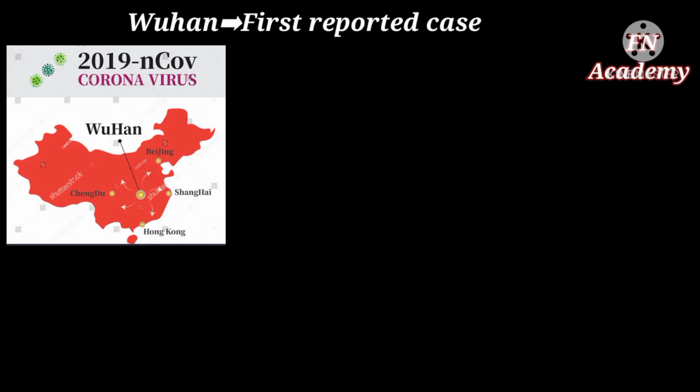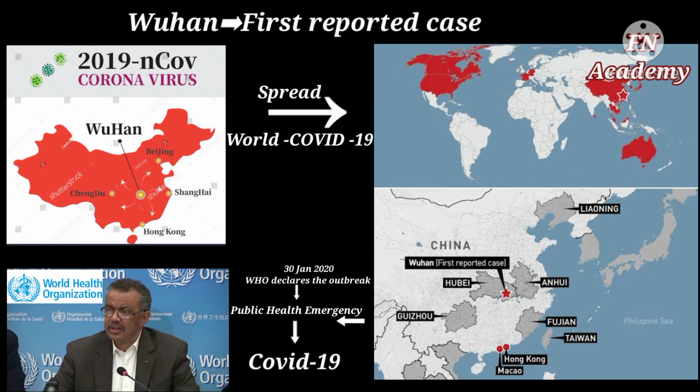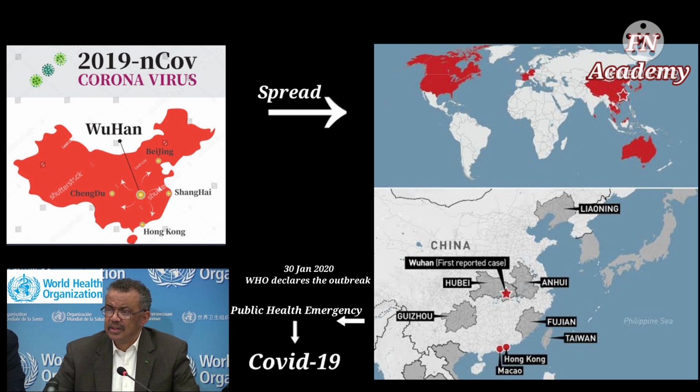COVID-19 spread within China and to the rest of the world. On 30 January 2020, the Director General of the World Health Organization declared the outbreak of COVID-19 to be a public health emergency of international concern and issued a set of temporary recommendations.